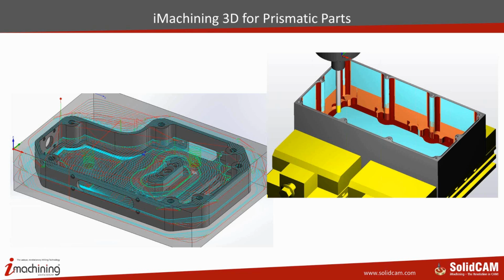Obviously, please sell a lot of iMachining also to customers who don't have iMachining, also to new customers. But today we concentrate only on the subject of iMachining 3D for prismatic parts. I will go very quickly through the PowerPoint in case some of you have not joined last week's webinar, before I give it to Sydney to show you actual examples.